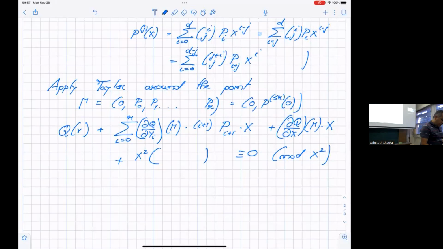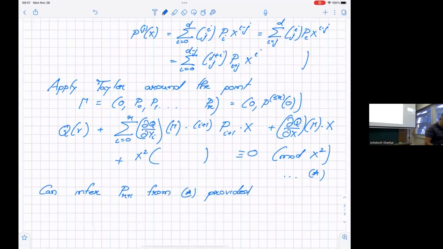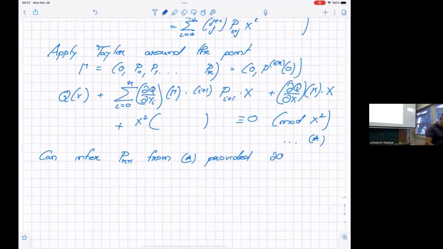And the thing is, can we infer p r plus 1 from star, provided dou q by dou y r at the point gamma times r plus 1 is not equal to 0. So this is the condition we need.